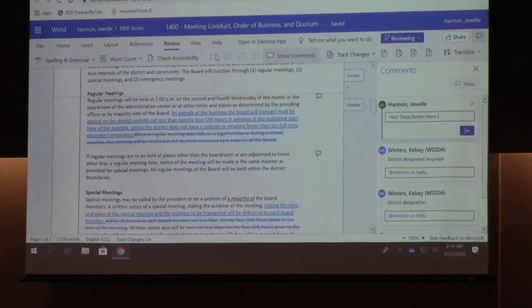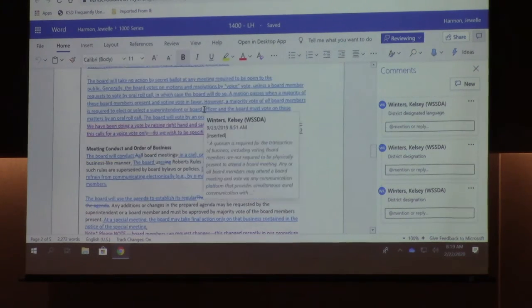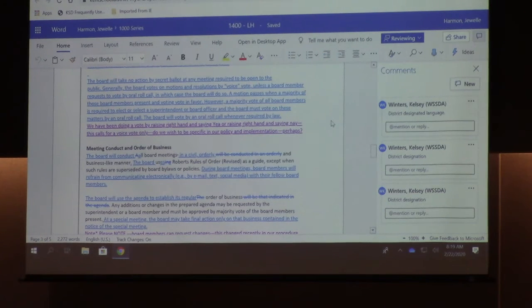I have some other comments. I'm sorry, I'll go back to you first. Okay, so here we are. It talks about the board and the voice vote and doing an oral roll call. There are certain discussion topics that have to have an oral roll call vote. There are very few of those, so mostly it's just a voice vote of the collective. But you said here that we've been doing vote by raising right hand and saying yay or nay. The question is, do you want to be that specific in the policy for the actions of this board?